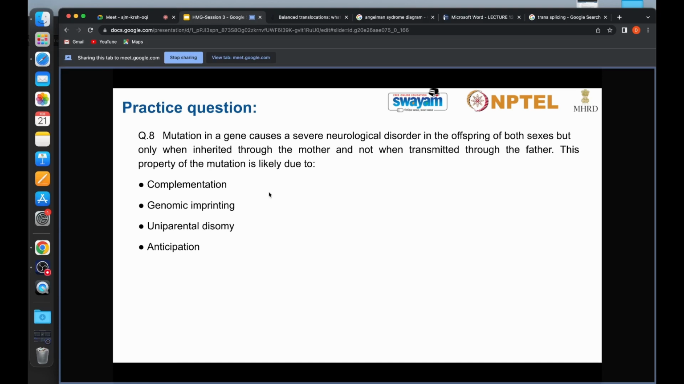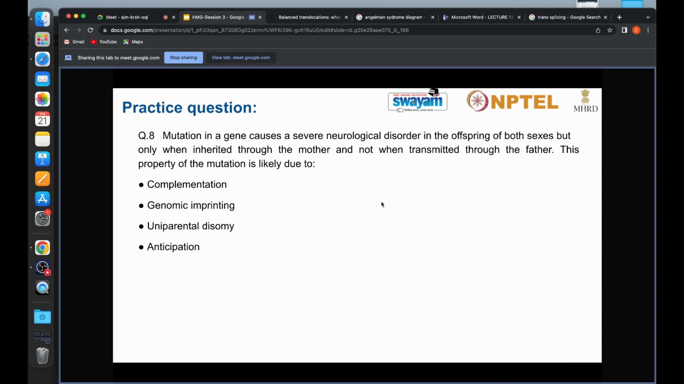So this property of mutation is likely due to what? Is it complementation, genomic imprinting, uniparental disomy, or anticipation? Out of these, we have already studied two different disorders that are observed when one of the parent copies is silenced and only one copy of the chromosome is being expressed.